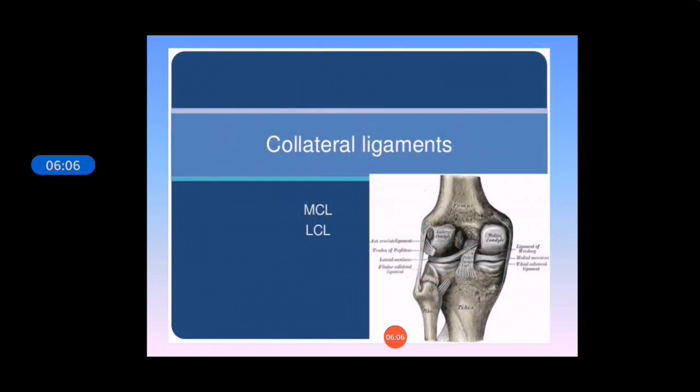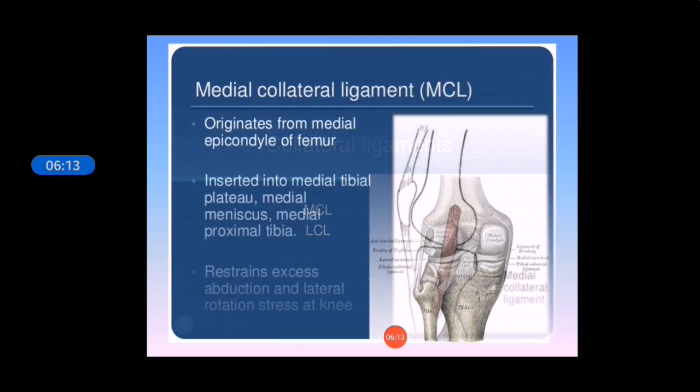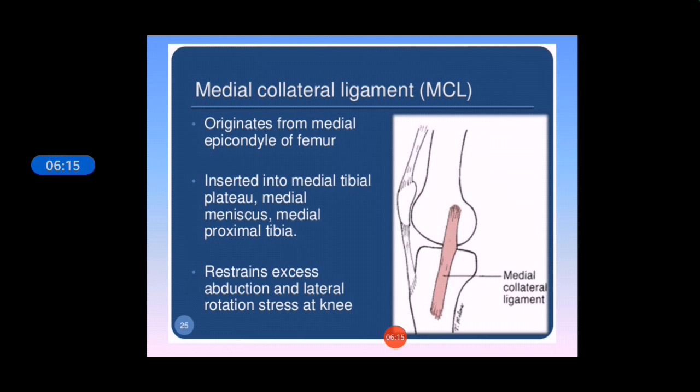Now let's talk about the collateral ligaments of the knee joint. The collateral ligaments of the knee joint are two, the medial collateral and the lateral collateral ligament. The medial collateral ligament can be divided into a superficial portion and a deep portion that are separated by a bursa. The superficial portion of the medial collateral ligament originates from the medial femoral condyle and travels distally to insert into the medial aspect of the proximal tibia, distal to the pes anserinus.